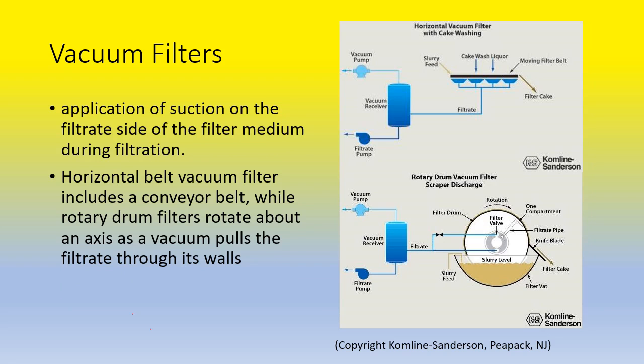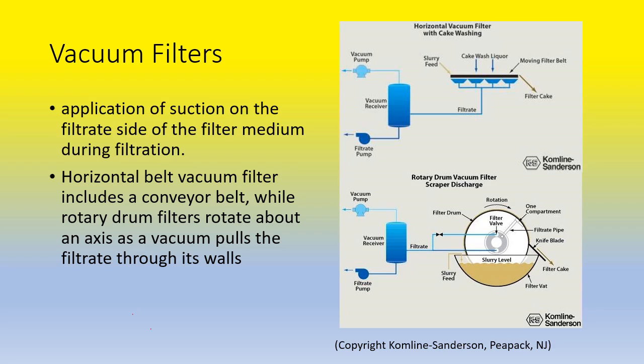Next up are vacuum filters. So they use the application of suction on the filtrate side of the filter medium during filtration. Horizontal belt vacuum filters contain a conveyor belt to move the filter media from a roll through the machine.